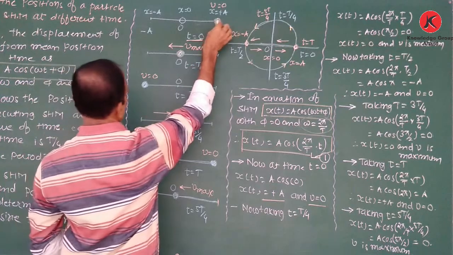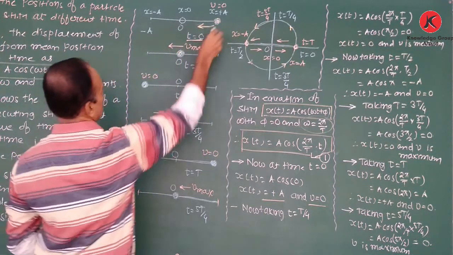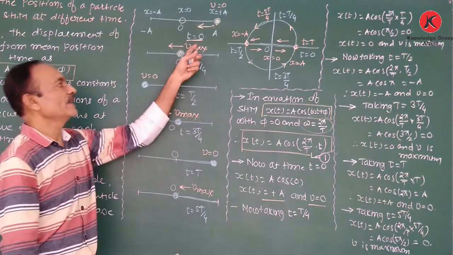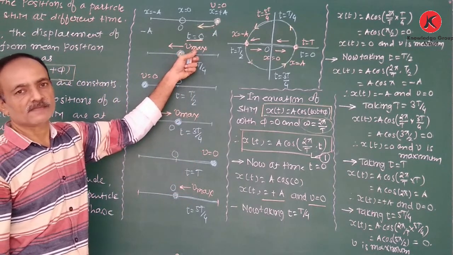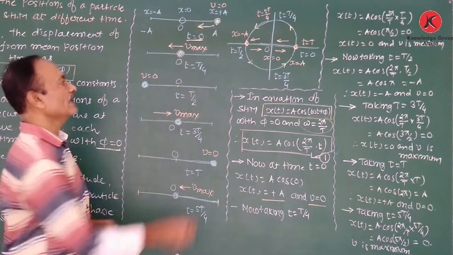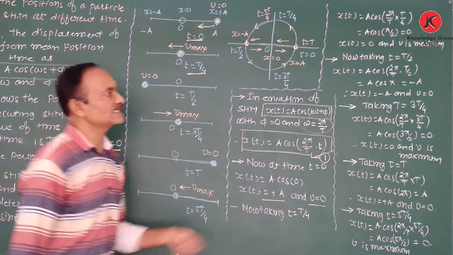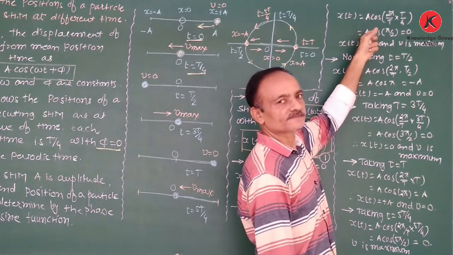Now the particle started motion in this direction. And here the velocity is 0. When it passes through the mean position, its velocity becomes maximum. And the position is this, at time t equal to T by 4. Clear this? So that is written here.